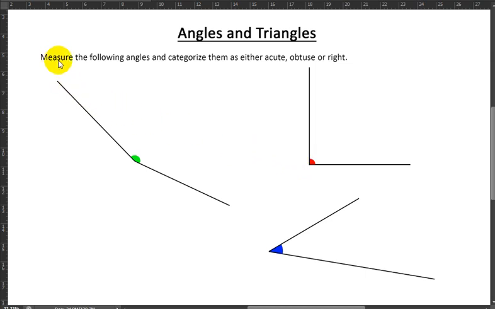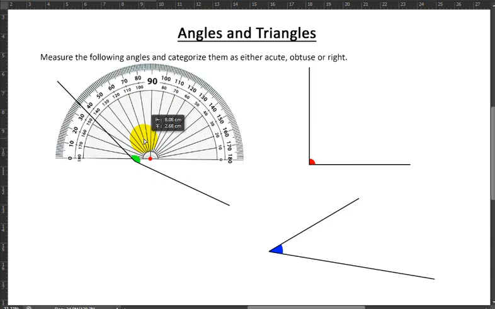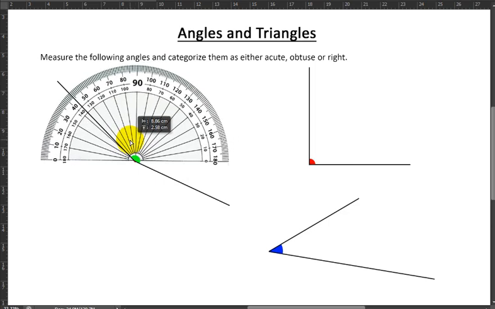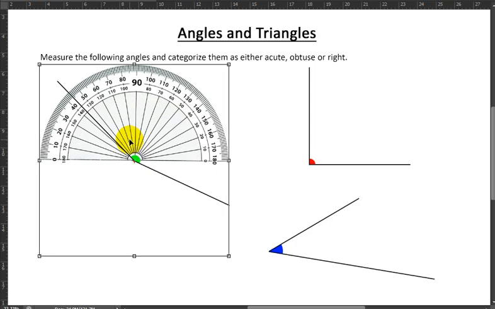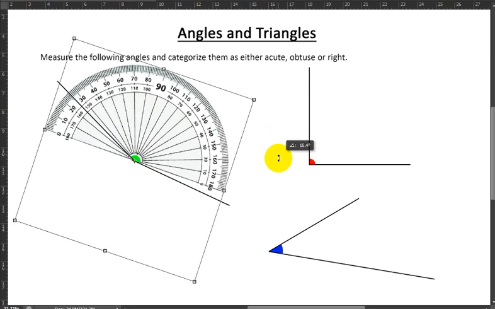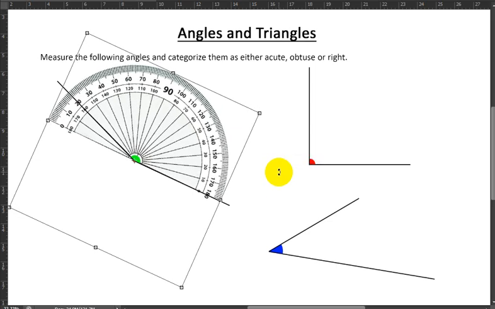Okay, so let's start with this one. The first one says, measure the following angles and categorize them as either acute, obtuse, or right. Okay, so let's take our protractor. And what did we say we were going to do with that protractor? We need to put it at exactly the point of intersection of the two lines, and then rotate it so that one of its sides touches one of the lines. So like this.